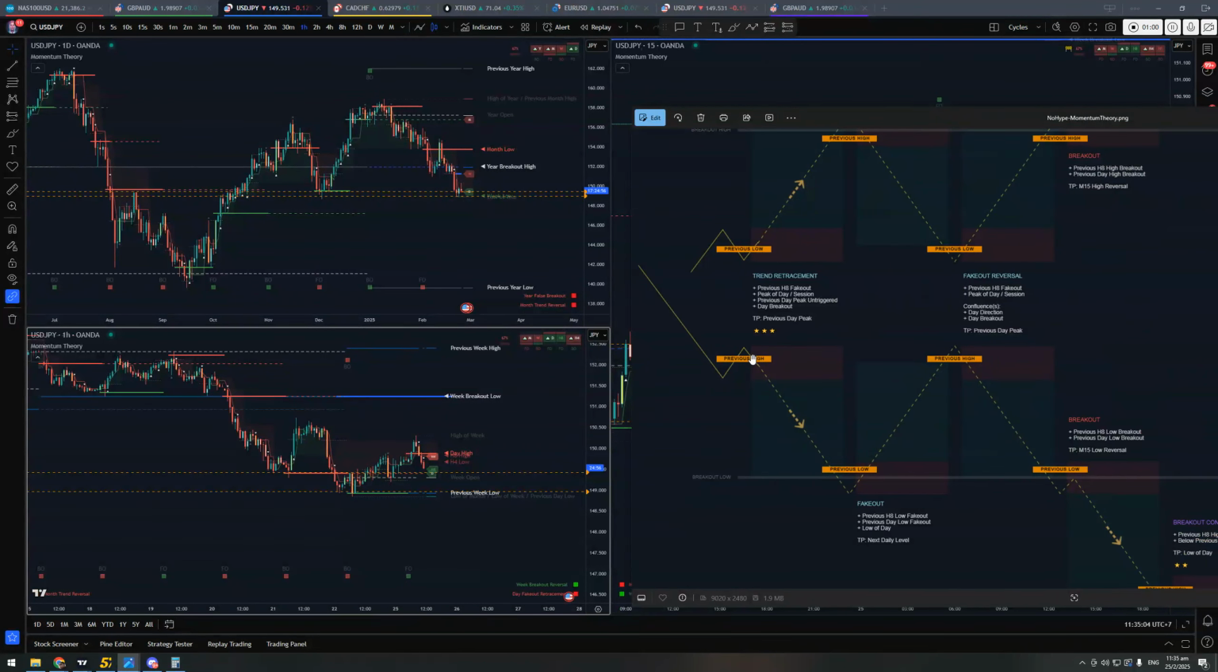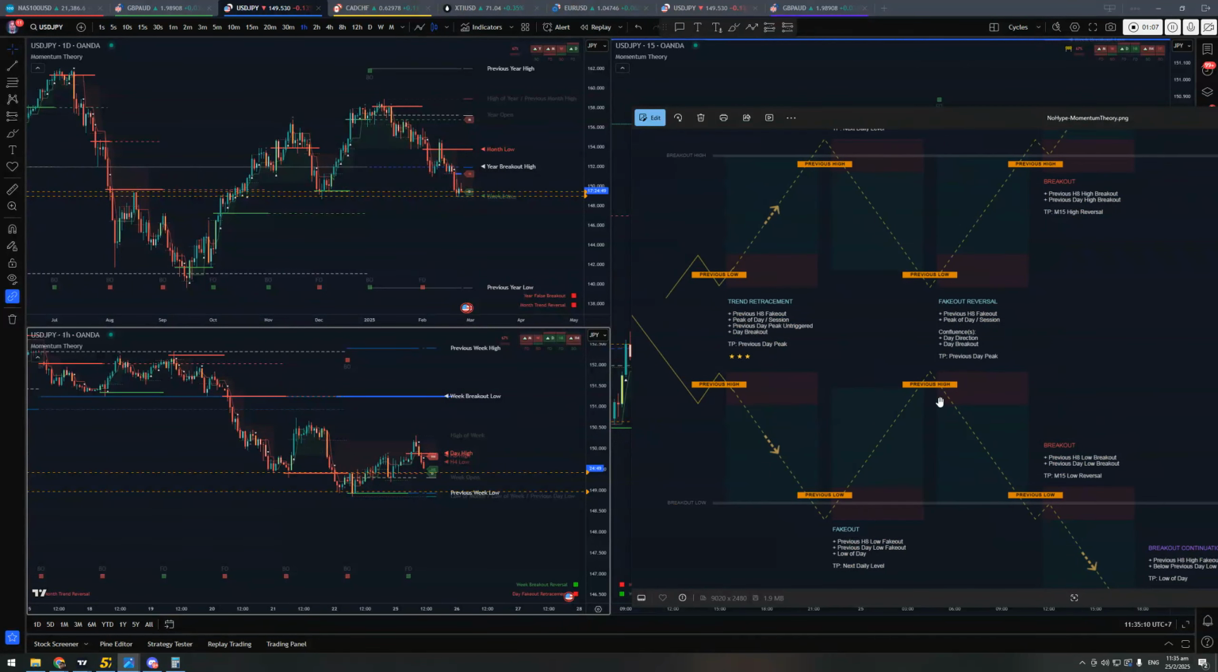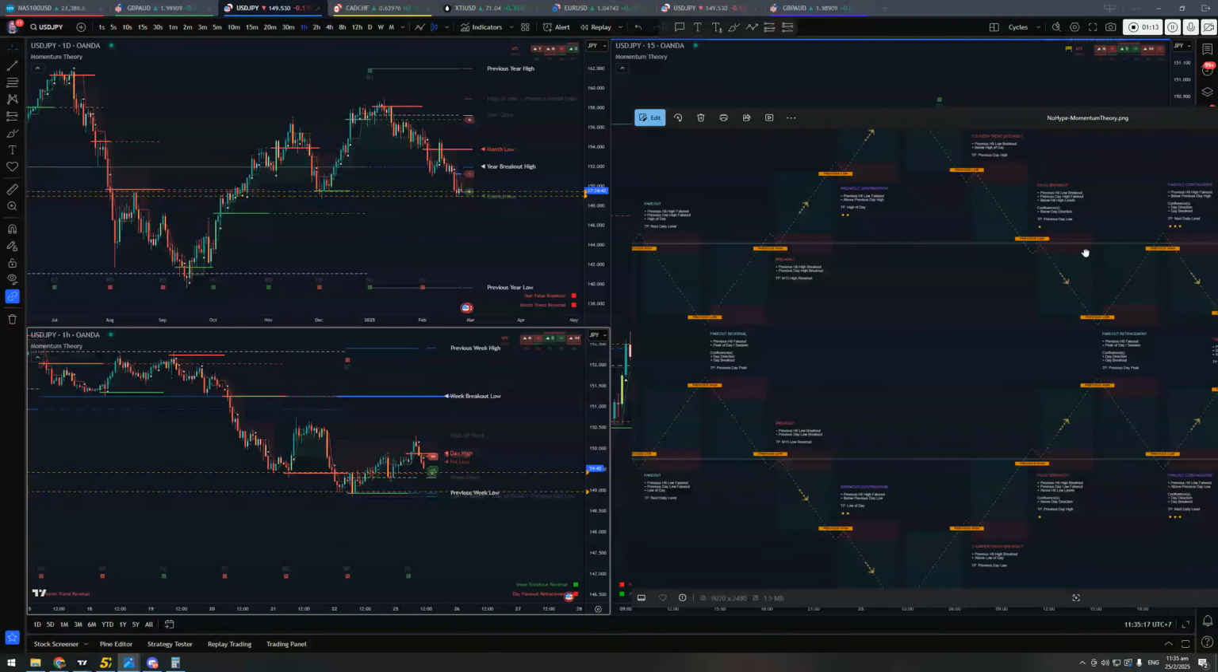So I'm no longer trading a trend retracement setup. Price came down and faked out the low of the week, a previous week low. And so I'm now trading a fake out reversal. Same exact setup, just this one is riskier because it comes after a fake out.